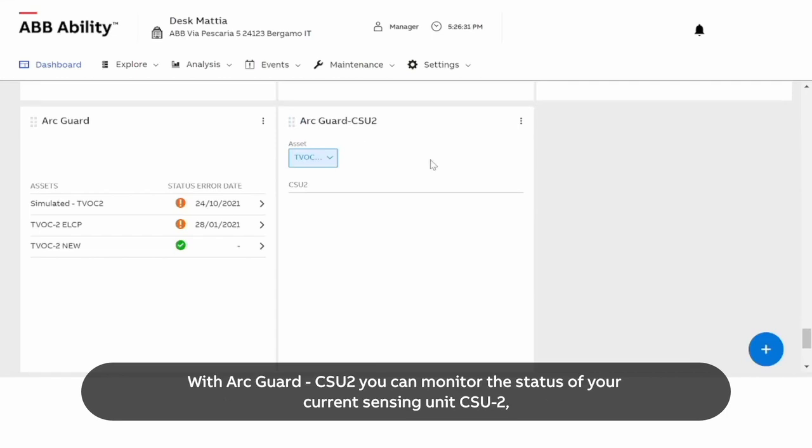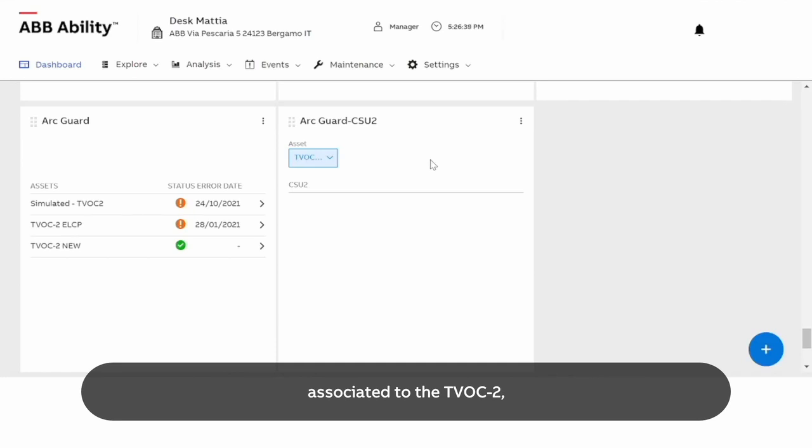With ArcGuard CSU2, you can monitor the status of your current sensing unit CSU2 associated with the TVOC2, which identifies the current increase associated with an arc flash and enables it to trip based on both light and current input.